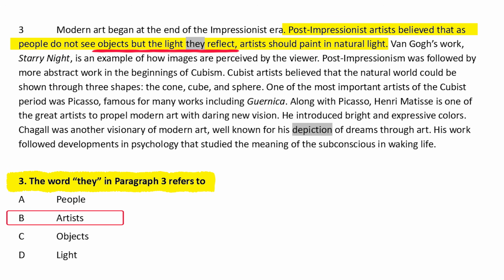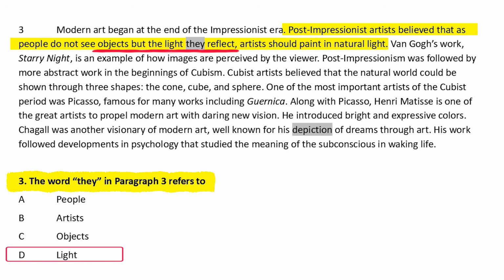B, artists. Again, this doesn't make sense. Artists don't reflect light in this context. It's not about them shining or glowing. The sentence is explaining what artists believe, not what they reflect. So this one's also incorrect. C, objects. This looks great. The sentence sets up a contrast. People don't see the objects. They see the light the objects reflect. So "they" clearly refers back to objects, the things in the world that bounce light toward our eyes. This fits perfectly. So C is the correct answer.